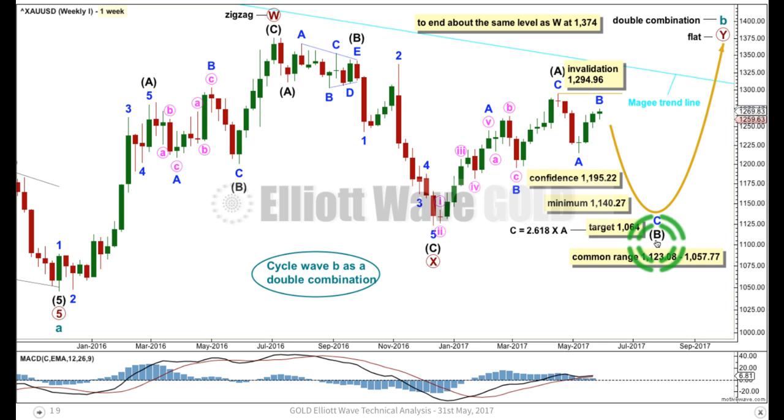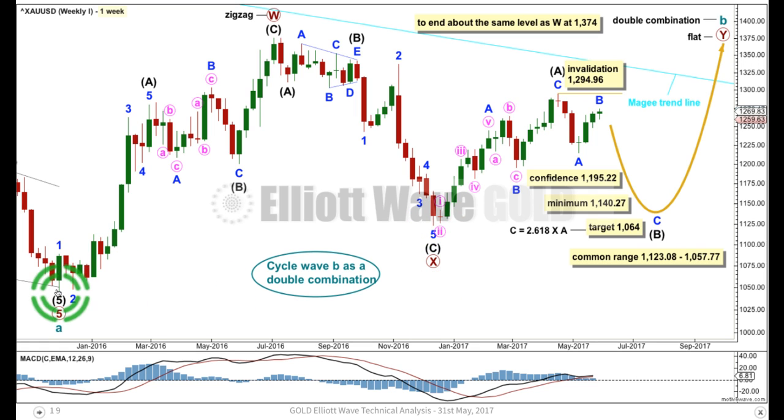When intermediate B is complete, then we'll have a target up for intermediate C to complete the flat correction of primary Y. It's most likely to see price end up around about the same level as primary W, so that the whole structure for cycle wave B is a big sideways movement, because combinations should look like sideways movements, which is why the X waves are usually quite deep.